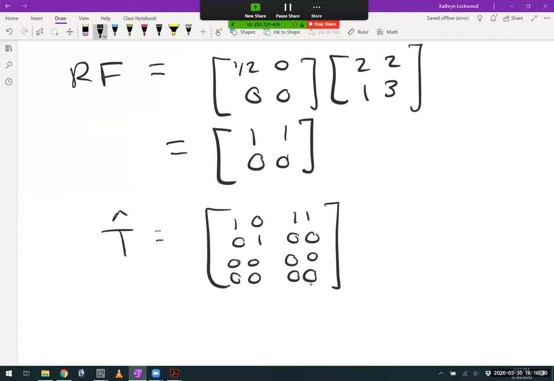Relabeling with the absorbing states first, we had 2, 3, 1, 4. The long-term behavior for this Markov chain is that with probability 1, chains starting in state 1 will be absorbed into state 2, and with probability 1, chains starting in state 4 will also be absorbed into state 2.